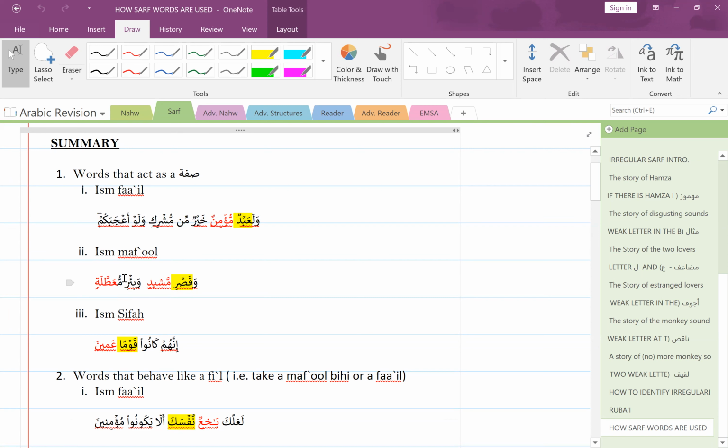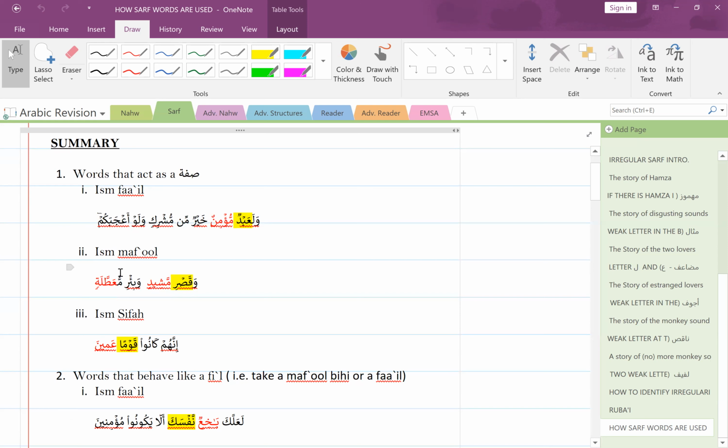We can also use isim maf'ul to describe. These are ayat of the Quran that you find in your textbook. Wala abdun mu'minun. Abdun is the mawsuf. Mu'minun: we know amana yu'minu imanan fahuwa mu'minun. Mu'minun is an isim fa'il. So this mu'minun is a sifa to abdun in this case.